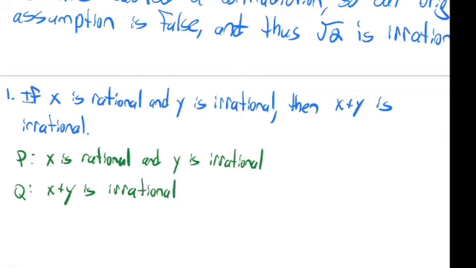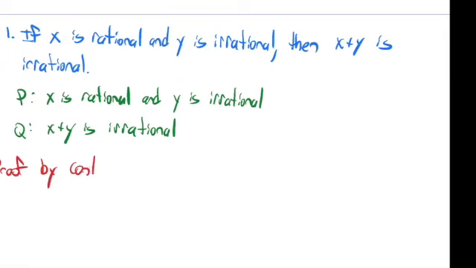And so let's do this proof by contradiction, which says, let's suppose the negation of this conditional statement. And again, the negation of this statement would mean that there is some rational number x and irrational number y that their sum actually winds up being rational. That would be the negation of this statement.